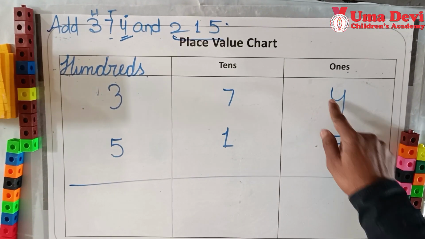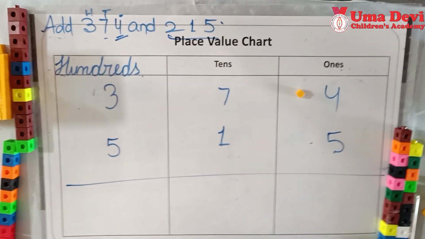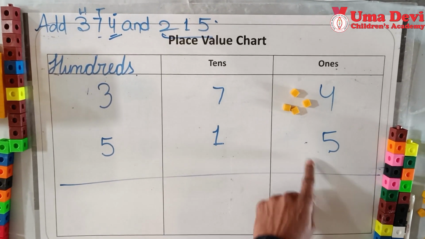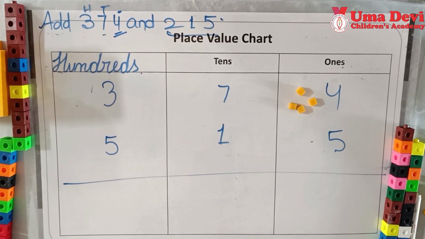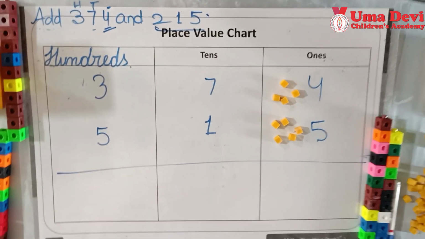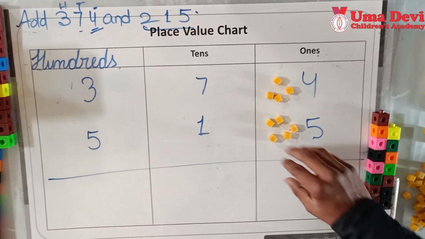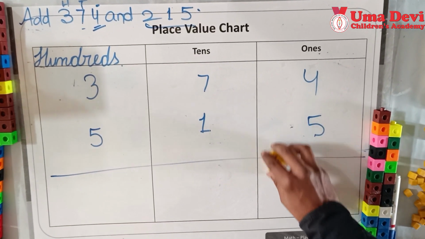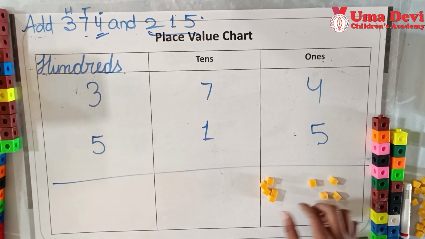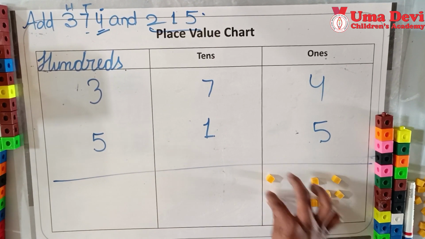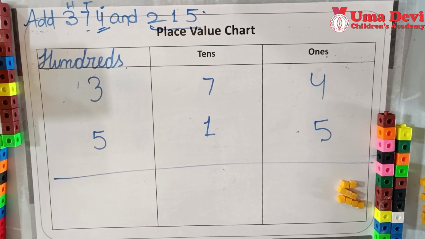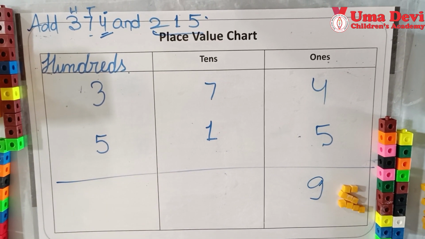For this 4, I am taking 4 ones blocks, 1, 2, 3 and 4, right. For this 5, I will take 5 ones blocks, 1, 2, 3, 4 and 5. As we have to add these numbers, now I am putting all these together. So now count it. 1, 2, 3, 4, 5, 6, 7, 8 and 9. So 9 blocks are here. So we will write 9 here.